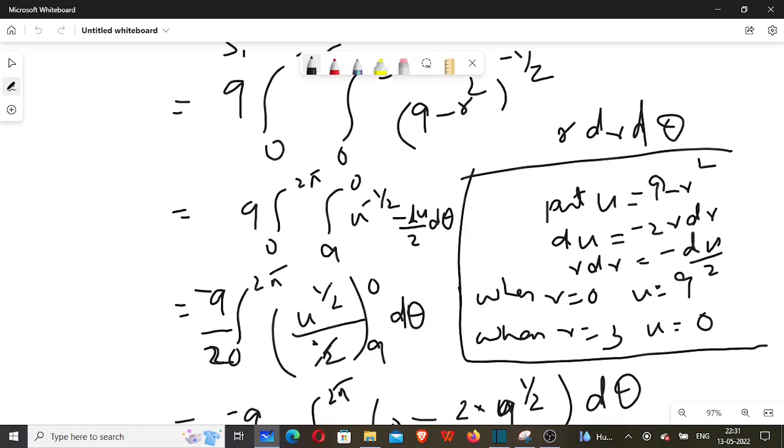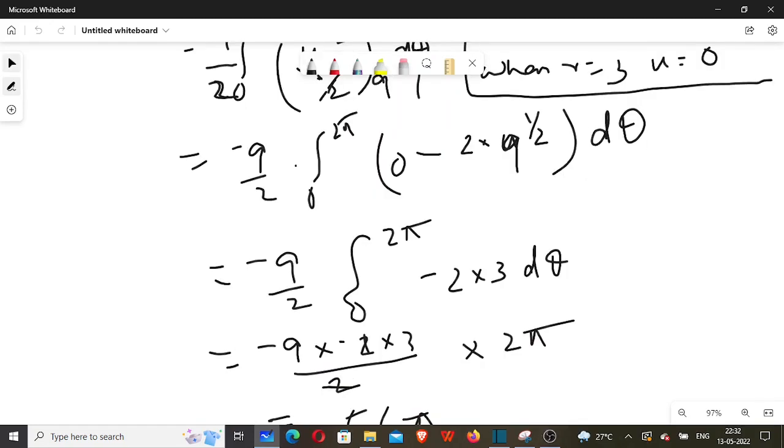Integral 0 to 2 pi, the integral of u raised to minus half is u raised to minus half plus 1 divided by minus half plus 1, which is equal to plus half. So u raised to half by half within the limits 9 to 0, d theta, which is equal to minus 9 by 2 integral 0 to 2 pi.